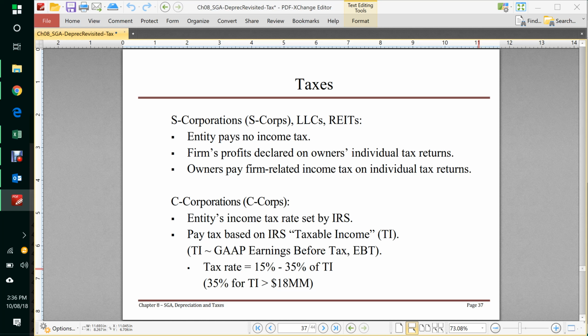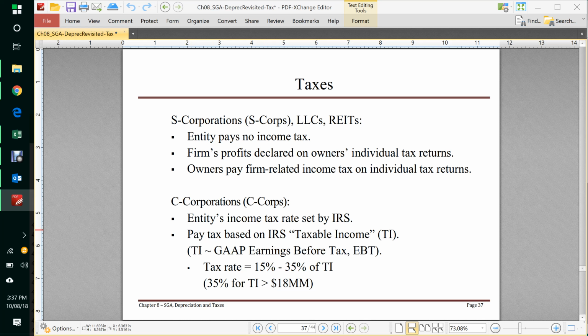Okay, last thing up is let's talk a little bit about taxes. As we know, for REITs and LLCs, but also true for S corporations, the entity itself pays no income tax. Firms' profits are declared on owners' individual tax returns, and the owners pay firm-related income tax on their individual tax returns. For C corps, it's a different story.